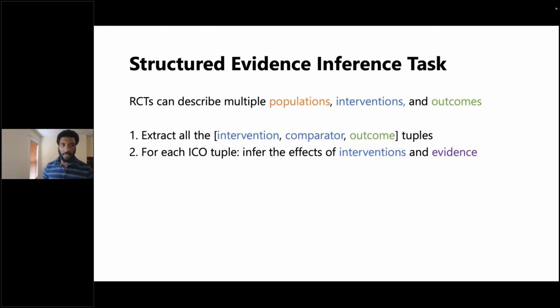And the idea is that we can have models that go over randomized control trials. These trials can describe multiple populations, interventions, and outcomes. And the goal here is to extract all the intervention, comparator, and outcome tuples. And then for each of these tuples, infer what are the actual effects of the interventions on the outcomes and extract evidence to support that assertion.